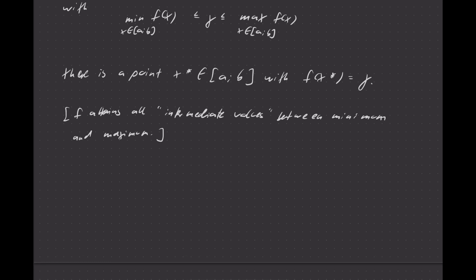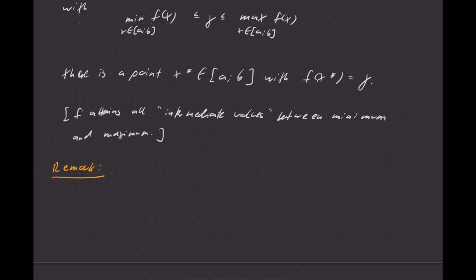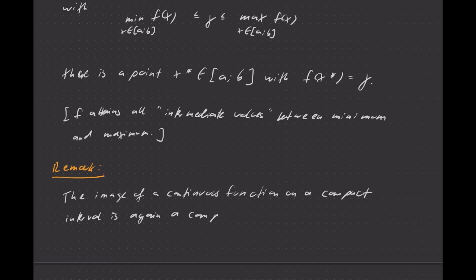And that theorem also gives us a little insight into the image. I already said if we know minimum and maximum, then we know the image. And of course, what we also know is that the image is then also an interval. The minimum and the maximum are actually assumed as function values, so they will be included in the image, and they will be the boundaries. So that means the image of a continuous function on a compact interval is again a compact interval. It's again closed and bounded.